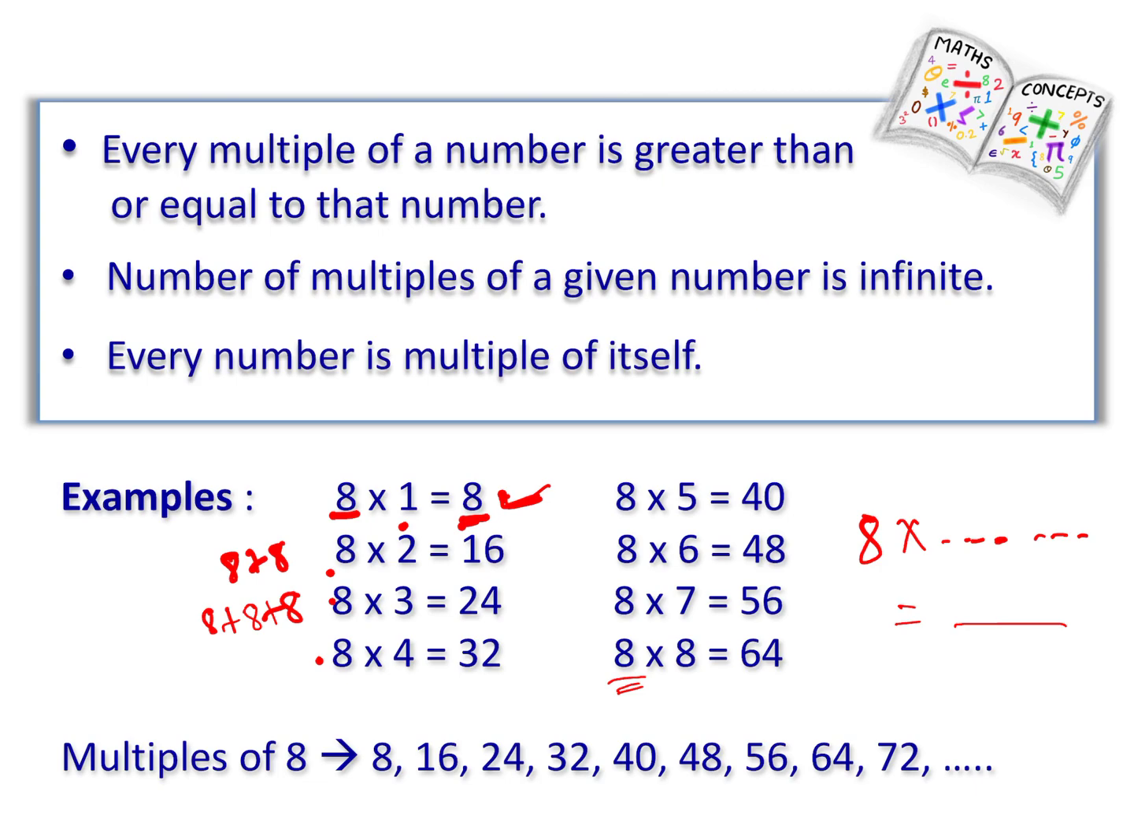Every number is a multiple of itself. Just now we saw that every number is a factor of itself. Similarly, every number is a multiple of itself. Here is one example. 8 into 1 is 8. So 8 is a multiple of 8, right?